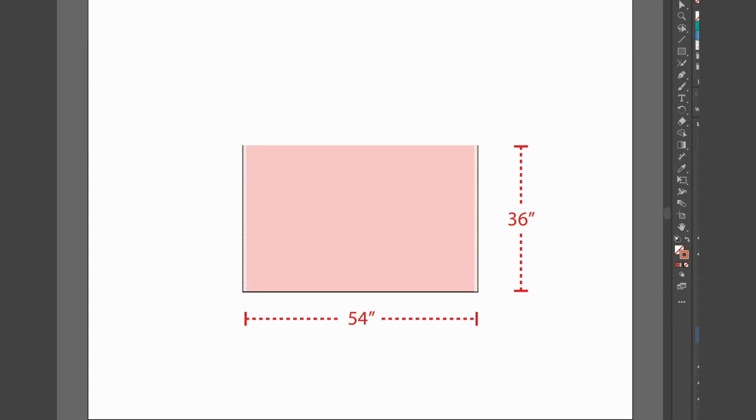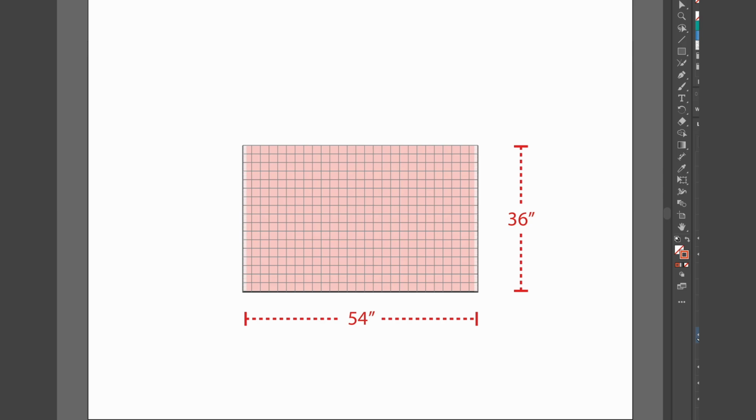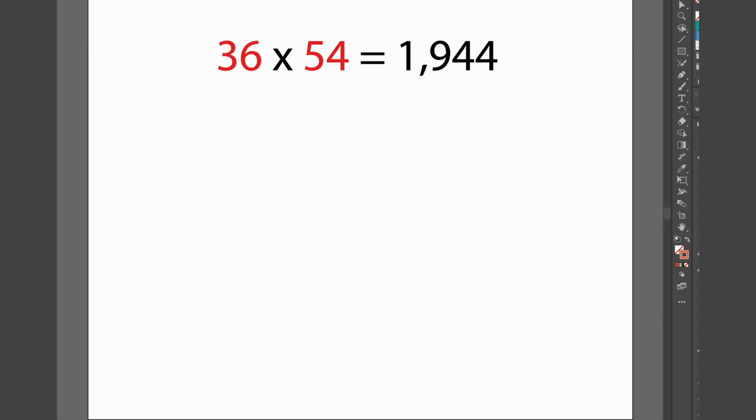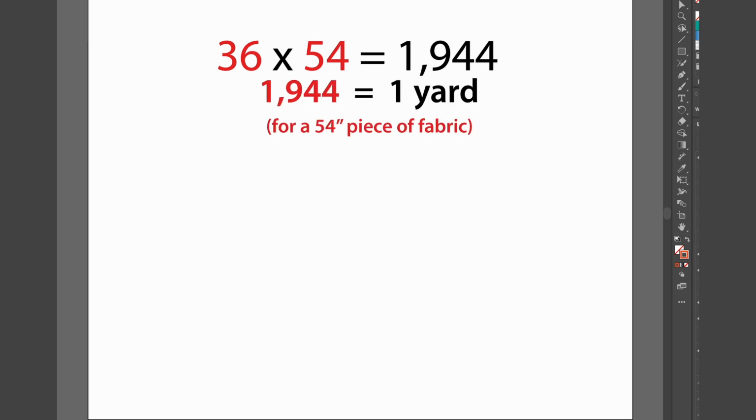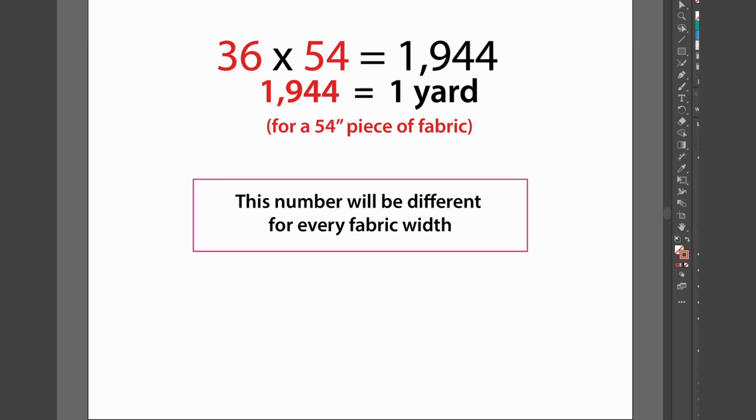So what we need to do is figure out the square inches that are available. We can go ahead and calculate this. Obviously, you would just multiply 54 by 36 and you'd come up with 1,944. So 36 times 54 is 1,944 square inches for a 54-inch piece of fabric. And remember, this number will be different for every fabric width that you end up using.